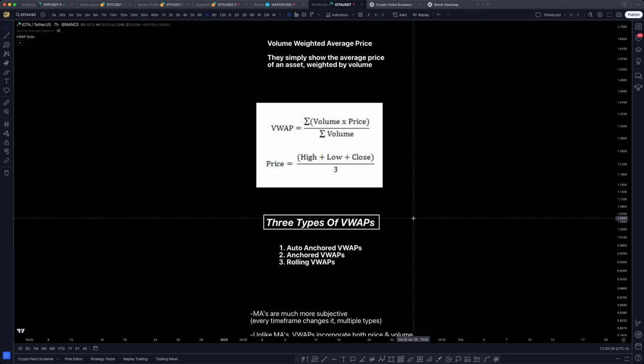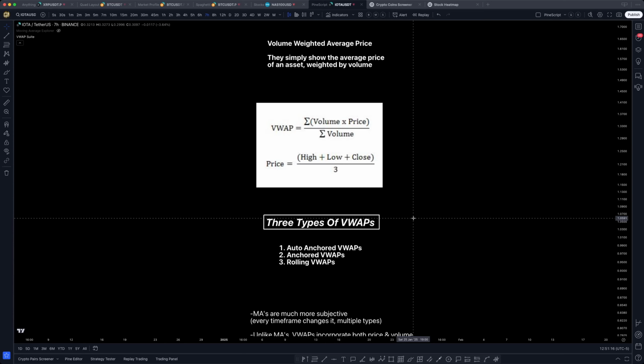An anchored VWAP, not auto, anchored means that you place it wherever you want on the chart. I've been using these a lot recently, and I think that they're super, super effective. You want to place them on big events, big swing points, big swing lows, swing highs, and any area of interest where you think that a shift happened in the charts or a shift happened in the asset, and it can give you a line in the sand. So they're super, super effective.